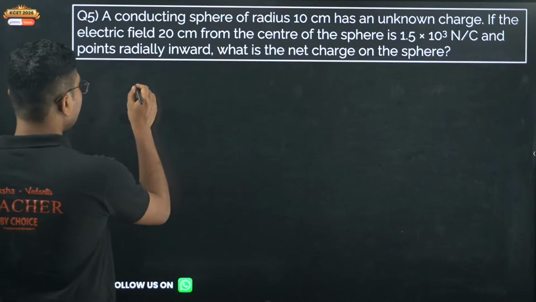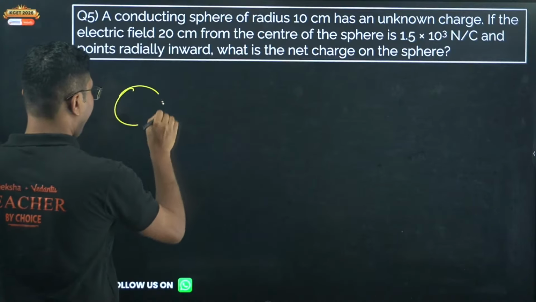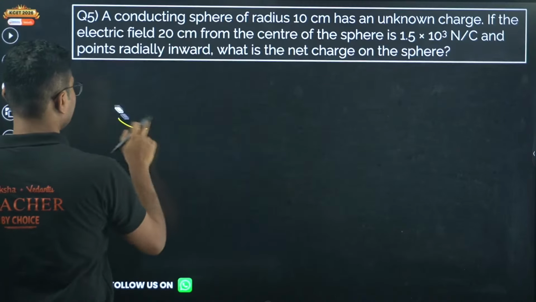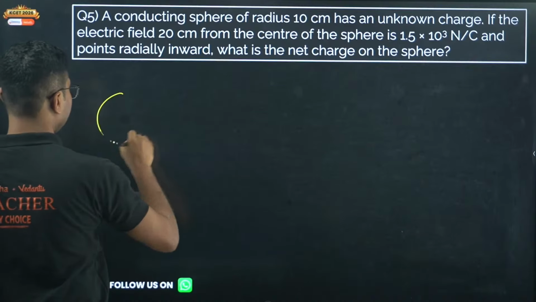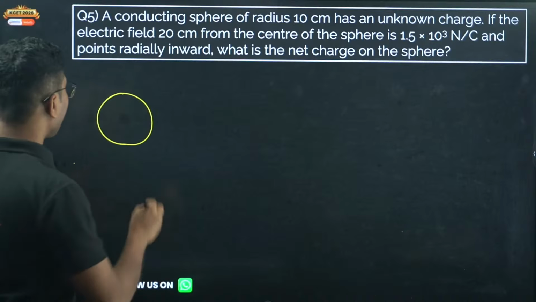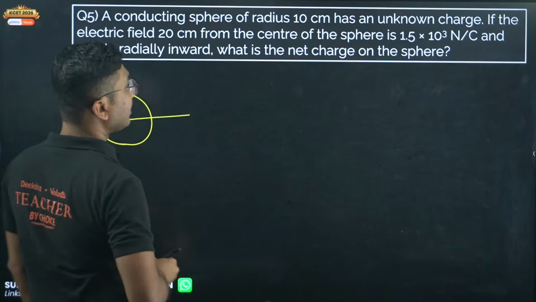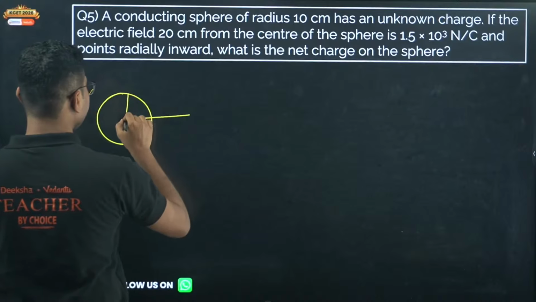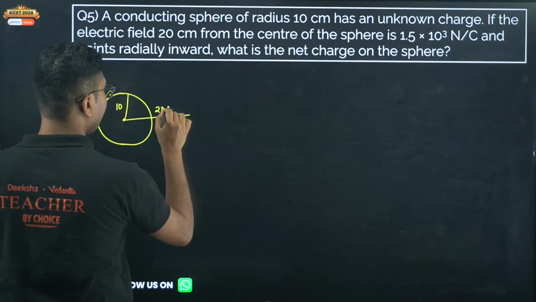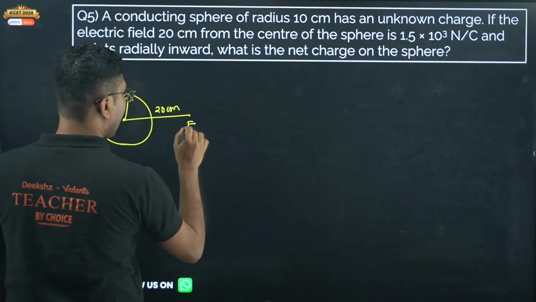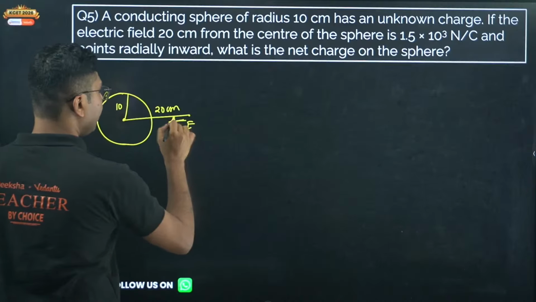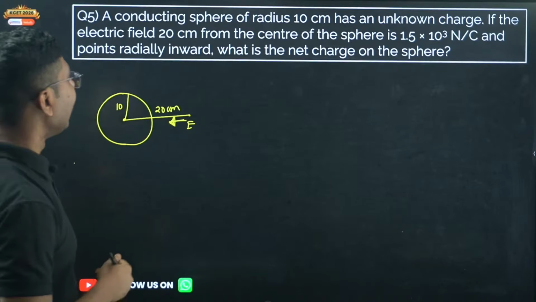So here we have a sphere, and it mentions that at a distance of 20 centimeter from the center of the sphere, the radius of the sphere being 10 centimeter, the electric field is given and it is radially inward, so this also has a meaning to it. So what is the net charge on the sphere?